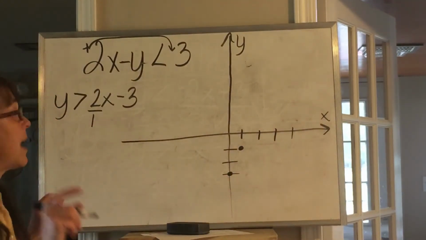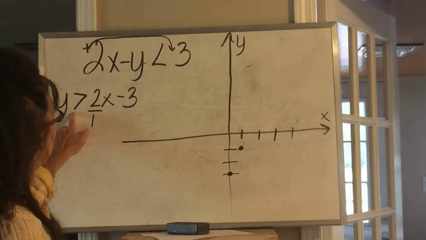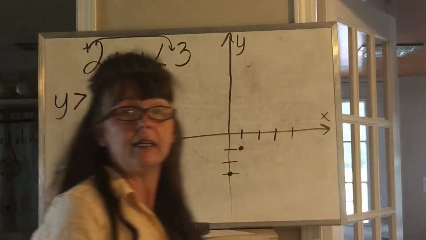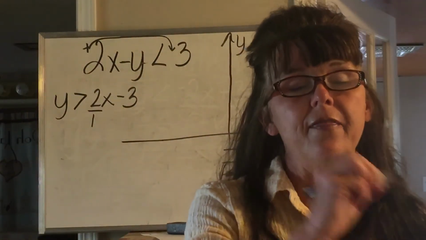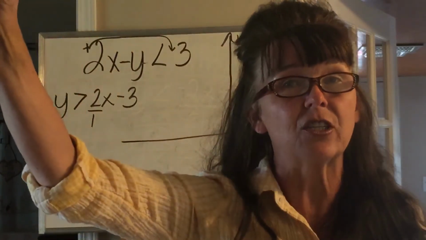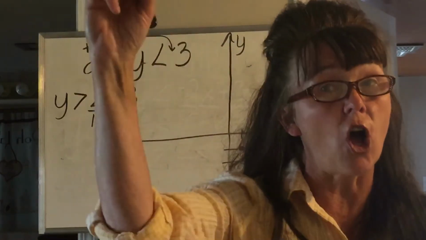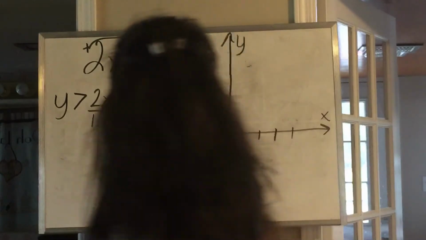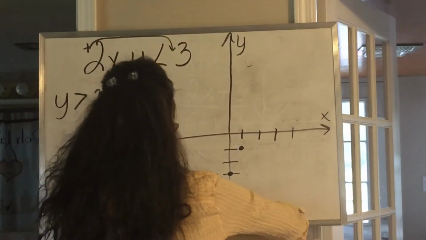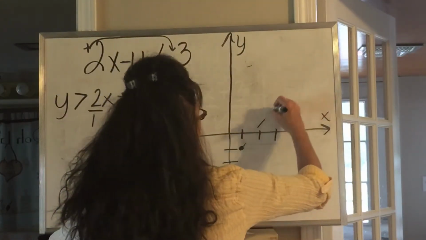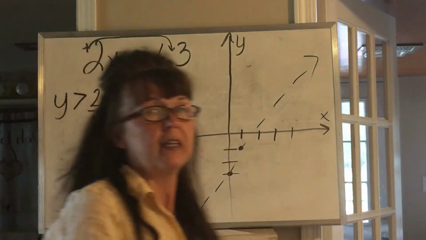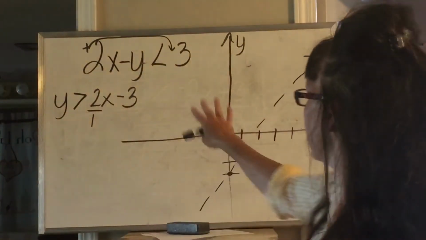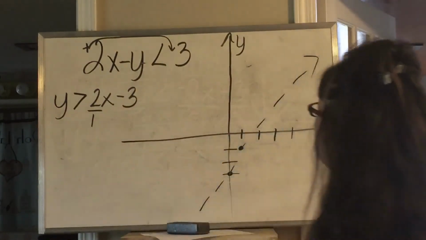Now, let me point this out. Do you have that equal to bar underneath it? No, you don't. So you have to remember, hey, that's just a dashed line. It's not a solid line. So when you draw your line, it looks something like that. And you need to draw a long line. It needs to cover up your graph.